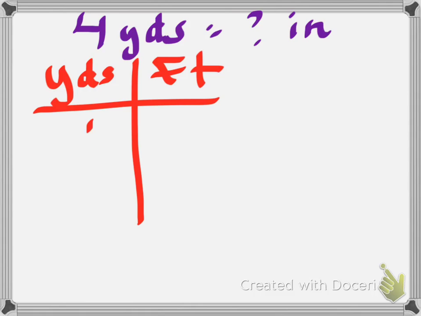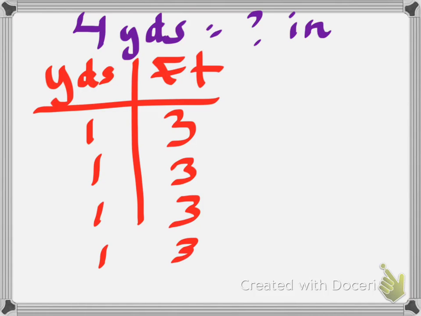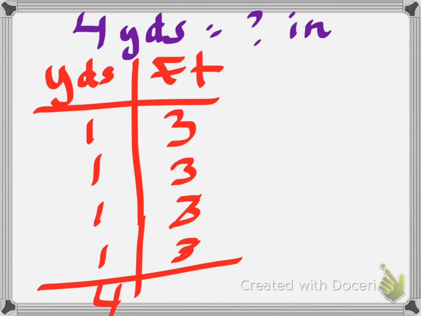So I know that 1 yard actually has 3 feet. So I'm going to do that again. 1 yard, 3 feet, 1 yard, 3 feet, and 1 yard, 3 feet. And that would give you 4 yards with 3, 6, 9, 12 feet.